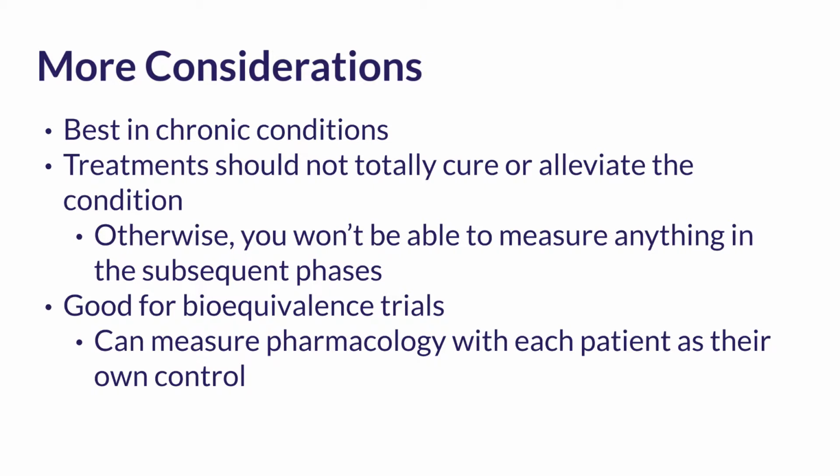You would not be able to measure anything in subsequent phases if people were cured. So if you think about migraines, that's a chronic condition where you do a short-term treatment 1, wait a month, and then try treatment 2 and see if that works any better. This is very good for bioequivalence trials, so you can actually measure pharmacology with each patient as their own control as well. So if you are, in fact, looking at the pharmacodynamics and the pharmacokinetics of the drug and you know the half-life, then you know the washout period very precisely.